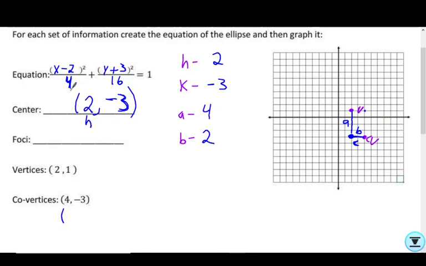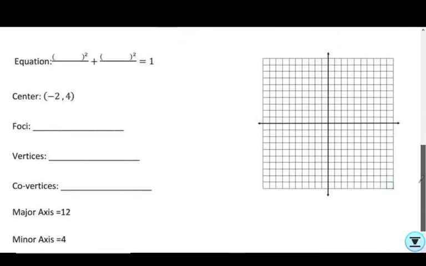So that's basically what we're doing. We're using the information that they've given us to find our equation for our ellipse. And again, there were only 2 possibilities for the center. It was either here, but it couldn't be that because that would have made my vertices shorter than my co-vertices. All right, let's try another one.